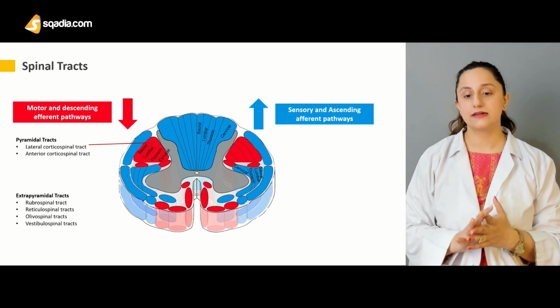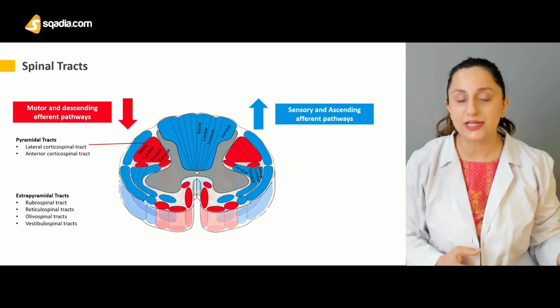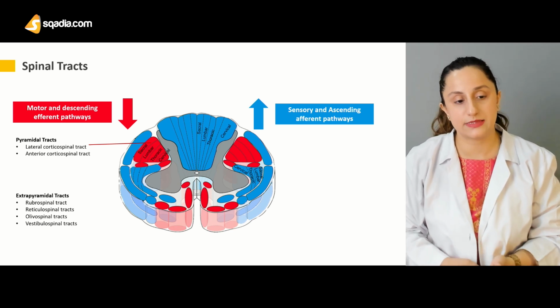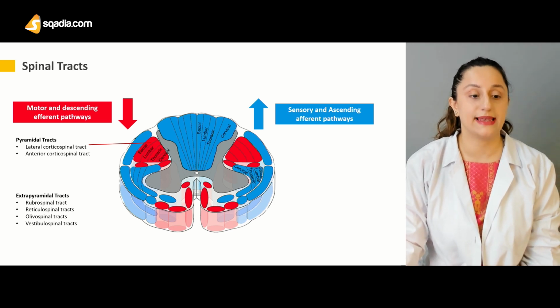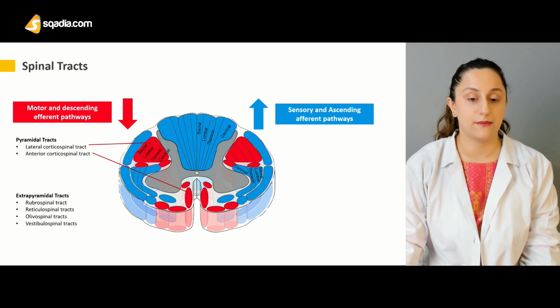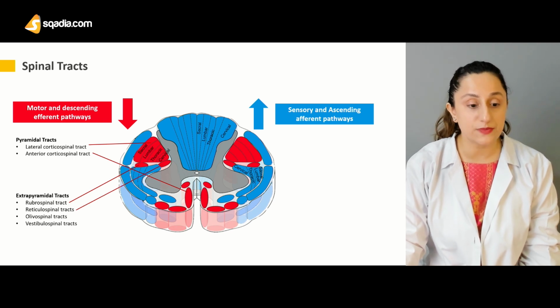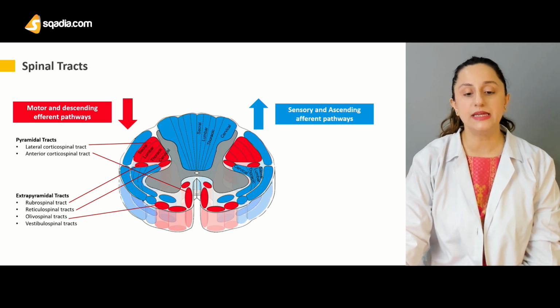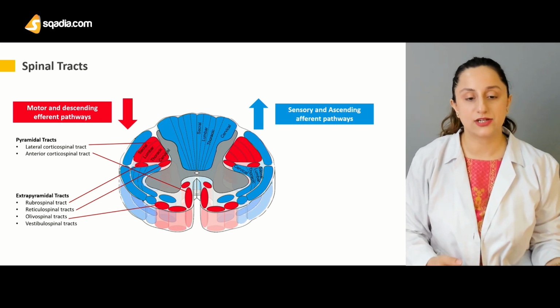Now, their exact localization or organization, starting from laterally and moving on towards the medial aspects. So the lateral corticospinal tracts, as the name indicates, are going to be present laterally. And then we have the anterior corticospinal tracts as mentioned over here. The extrapyramidal tracts are basically located over here, specifically the rubrospinal tract. Then we have the olivospinal tract, and then mainly we have the vestibulospinal tract that is located slightly laterally.